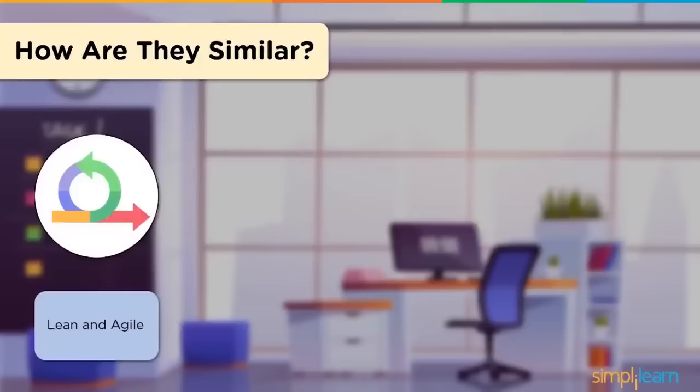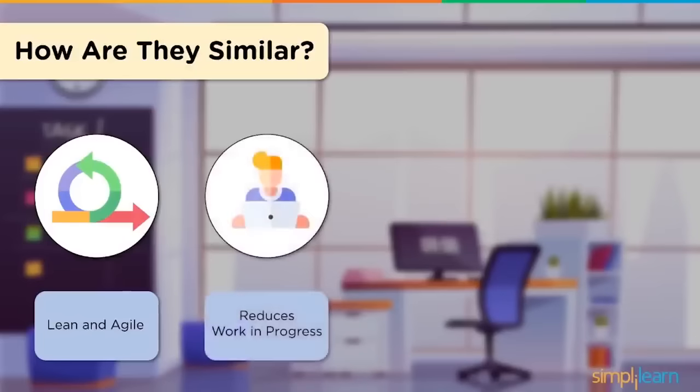Firstly, they both have principles of lean and agile, which means reduction of waste, and both of them are time-boxed and iterative approaches that enable product delivery in an incremental manner. Both these frameworks aim to reduce the amount of work in progress. This forces the teams to ensure that they focus on a smaller set of tasks. This also makes blockers and bottlenecks a little more visible.